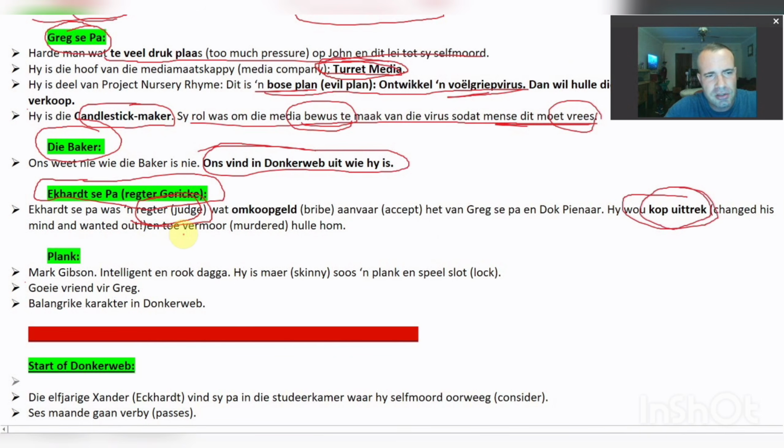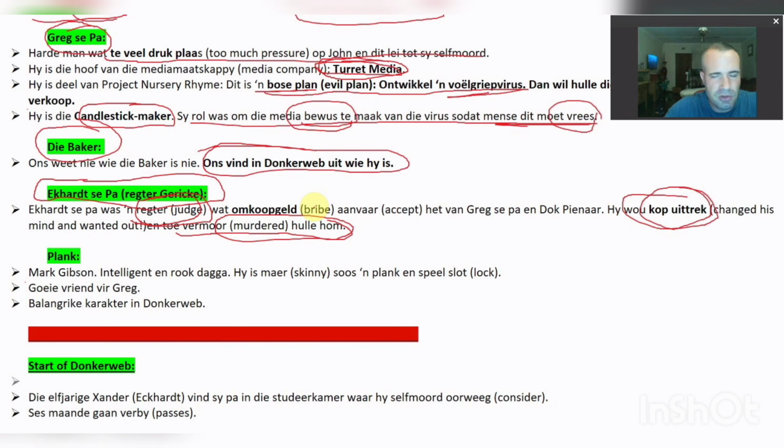He wanted out, and the other three got nervous and they murdered him. Okay, 6 months after he wanted to shoot himself, these people pitched up at his house, Dokpinar and other people, and they murdered him. Okay, that's early in the book, so I can give that away now.